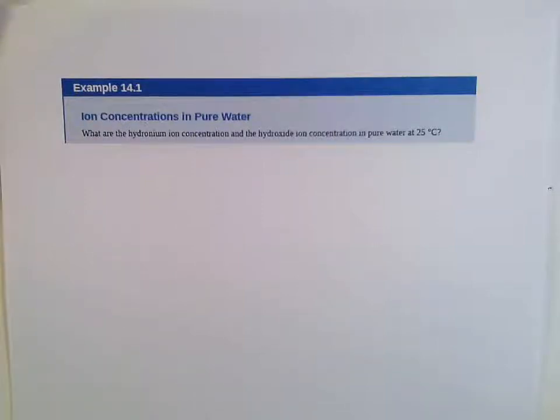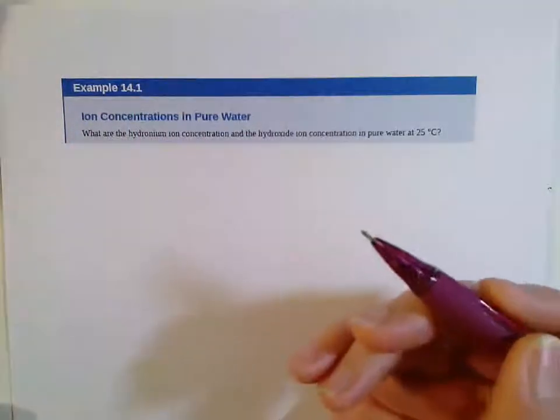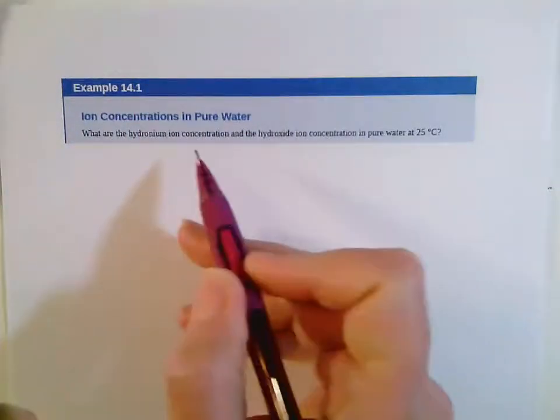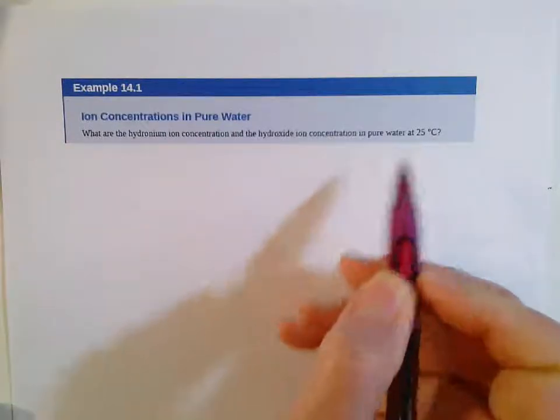Okay, so I thought I'd go through all the example problems today in sections 1 and 2 so that we can have an idea of whether or not we're doing the work correctly and how I expect it to look. So, starting with example 14.1, what are the hydronium ion concentration and the hydroxide ion concentration in pure water?